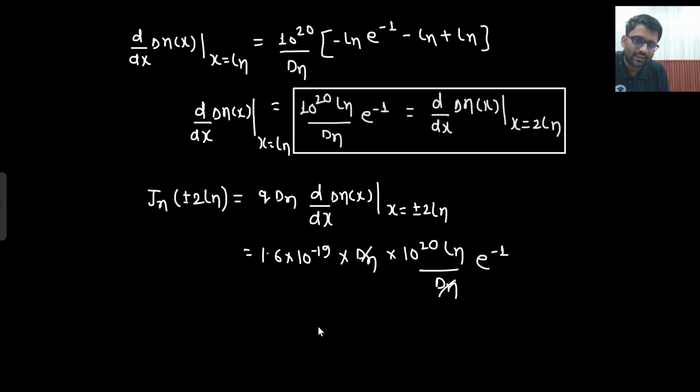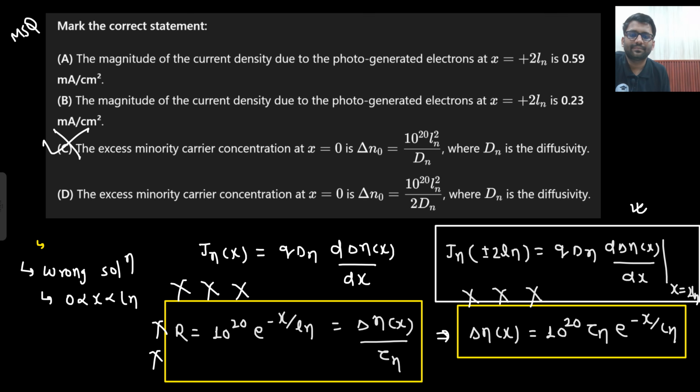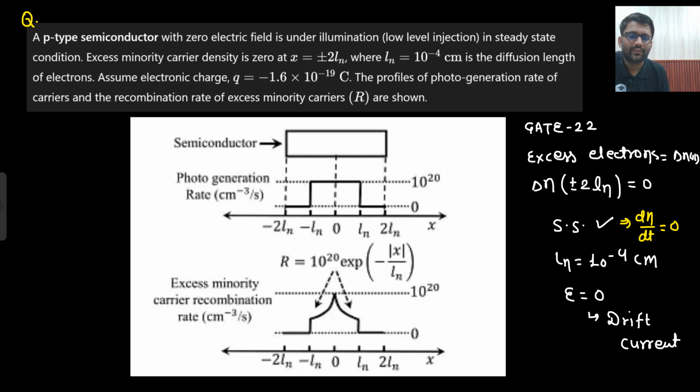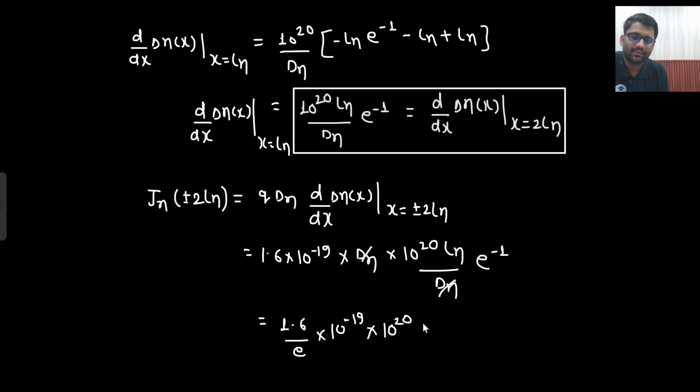So dn to dn is getting cancelled. 1.6 by e, 10 to the power minus 19, 10 to the power 20. What is the value of ln? Ln value is 10 to the power minus 4 centimeter. Everything is going in centimeter. So you solve this and you will get the answer.